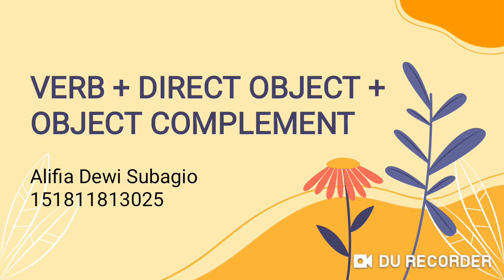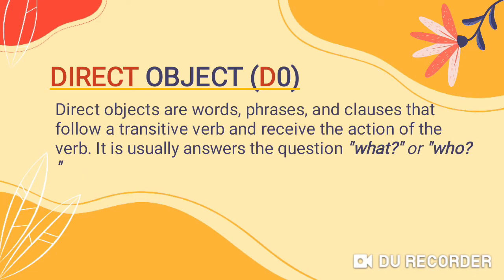Okay, so in the previous topic, we have already discussed verb, indirect object, and also direct object. And now, let's move on to the new topic. It is about verb, direct object, and also object complement. But before that, let me give a little review about the direct object. So, what is direct object? Direct objects are words, phrases, and also clauses that follow a transitive verb.